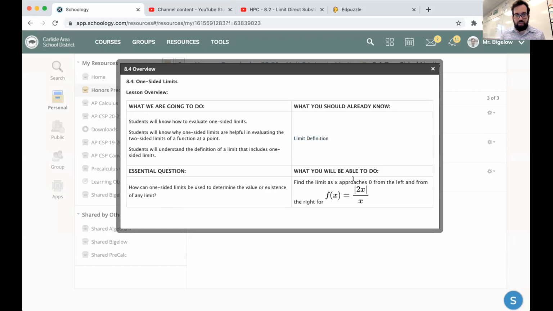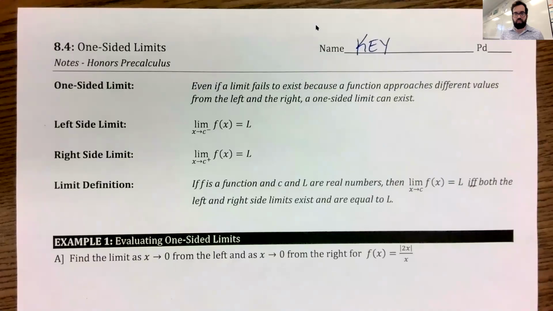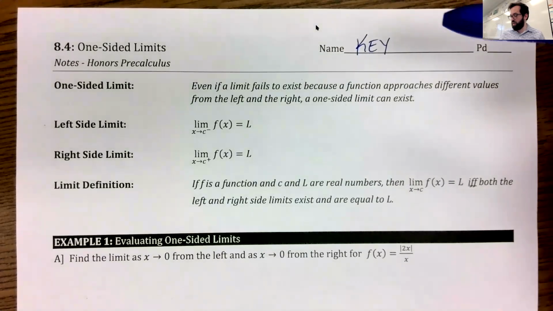And here's an example of something you'll be able to do. Find the limit as x approaches 0 from the left and as x approaches 0 from the right for this function, the absolute value of 2x over x. All right, so let's get into it. All right, 8.4, one-sided limits.